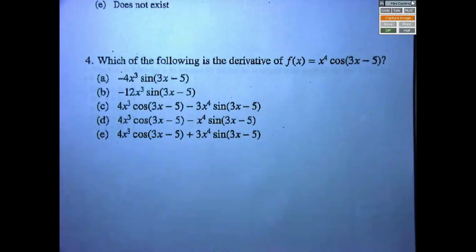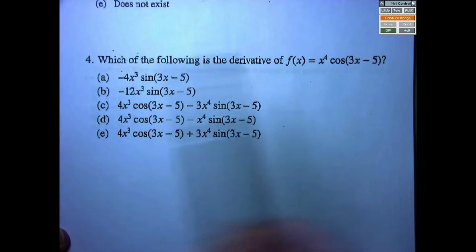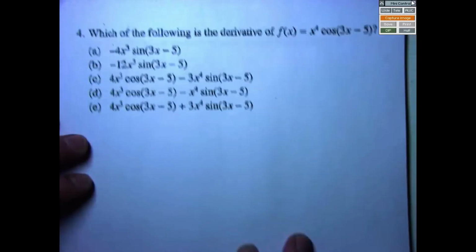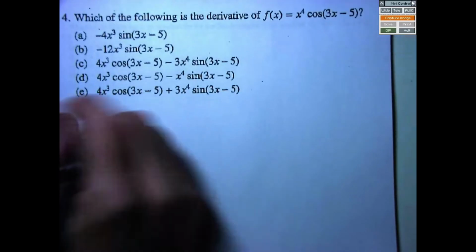Which of the following is the derivative of f of x equals x to the 4th times cosine of 3x minus 5? All right, so what I have here is a product between 2 functions, and then the second component actually is also a composite function, so we'll be using the product rule as well as the chain rule. All right, I'm going to kind of just move this up so I can work down here.